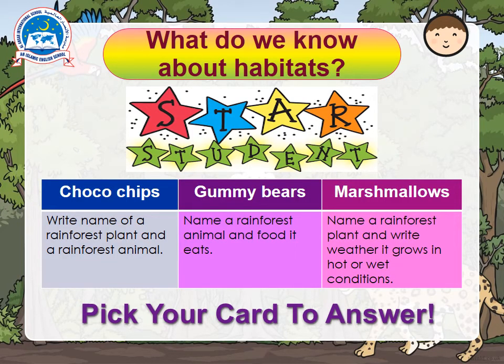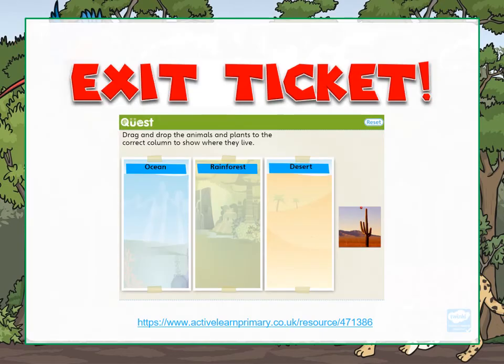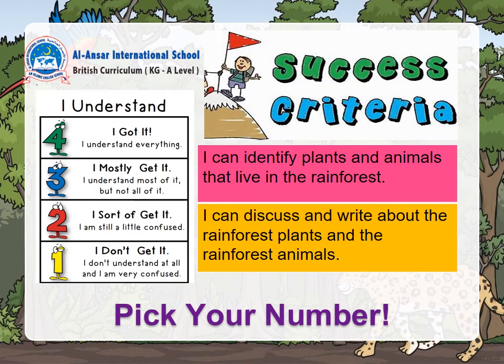Here is the challenge. Pick your card and answer, learners. Last, I have assigned you all on Active Learn this quest. You have to drag and drop the animals and the plants to the correct column to show where they live. With this, we'll move on to criteria.